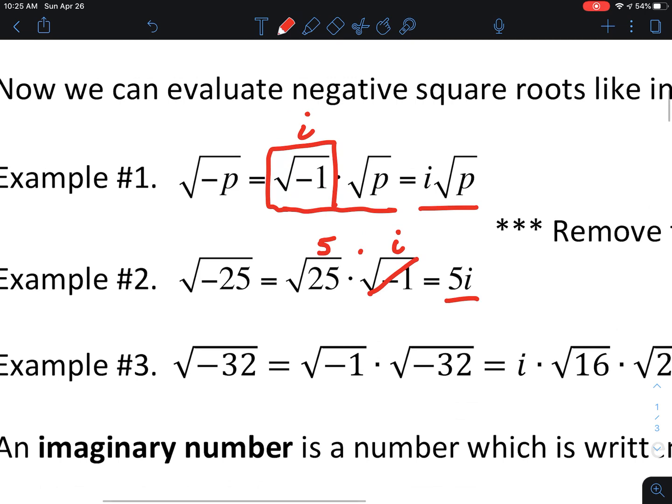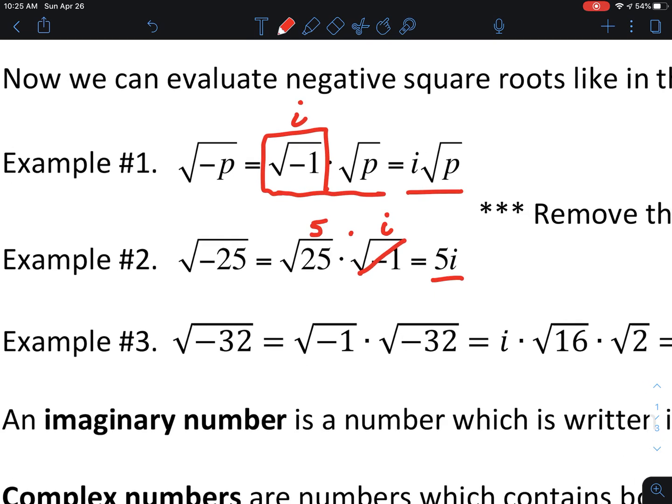Now notice the two examples here. When we were left with a radical, I put the i in front of the radical. When we were left with an integer, like 5, I put the i after the integer. Okay, so keep that in mind.